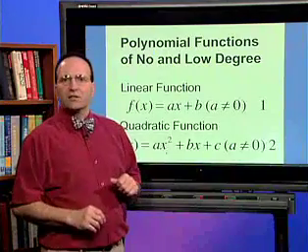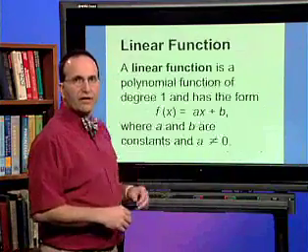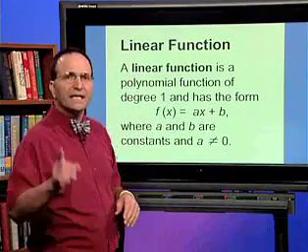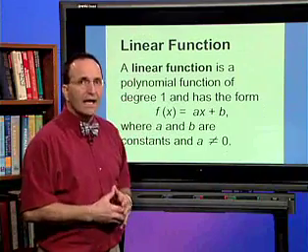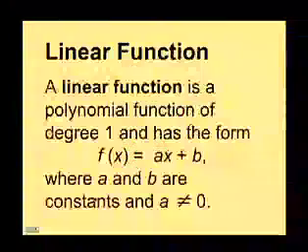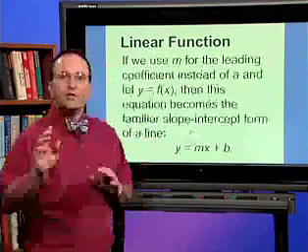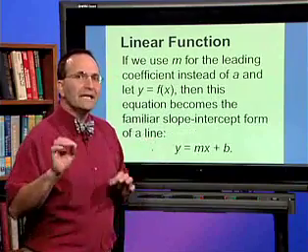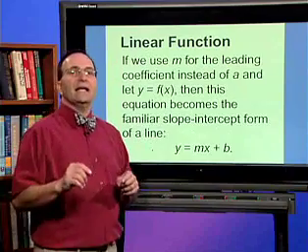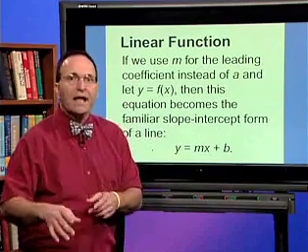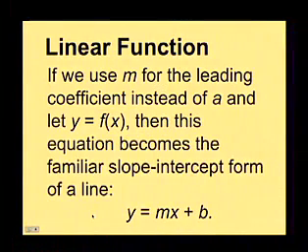Now let's revisit and take a closer look at the properties of linear functions. A linear function is a polynomial function of degree 1, and so it has the form f of x is equal to a times x plus b, where a and b are constants and a does not equal 0. If we use m for the leading coefficient instead of a, and if we let y equal f of x, then this equation becomes the more familiar slope-intercept form of the line y equals mx plus b.